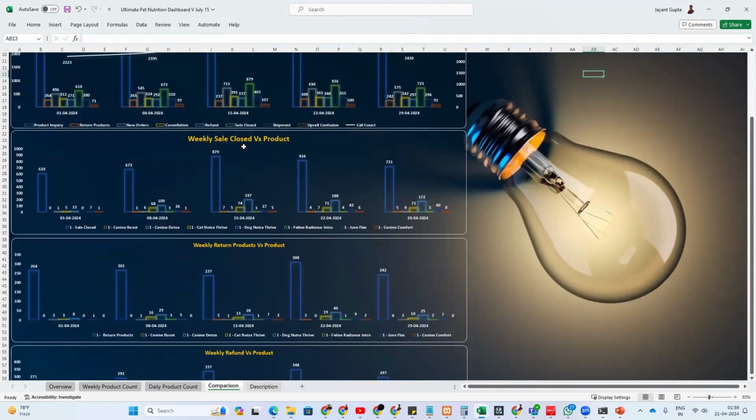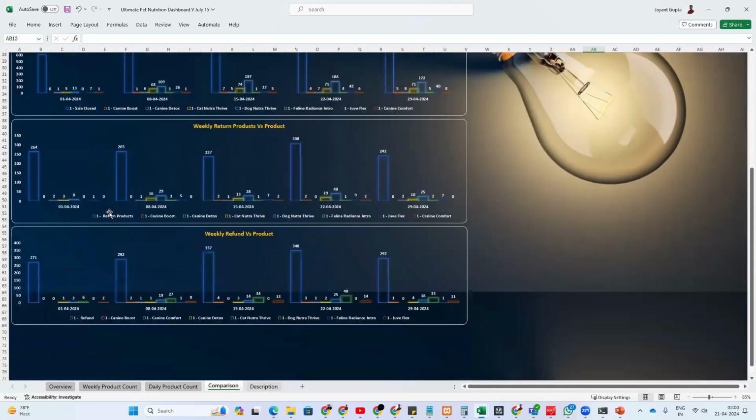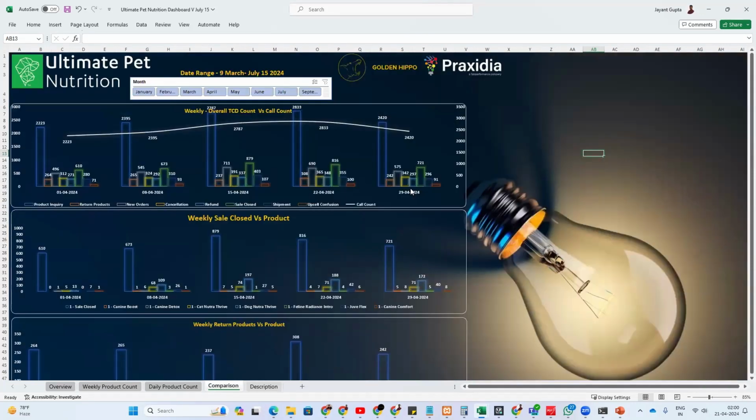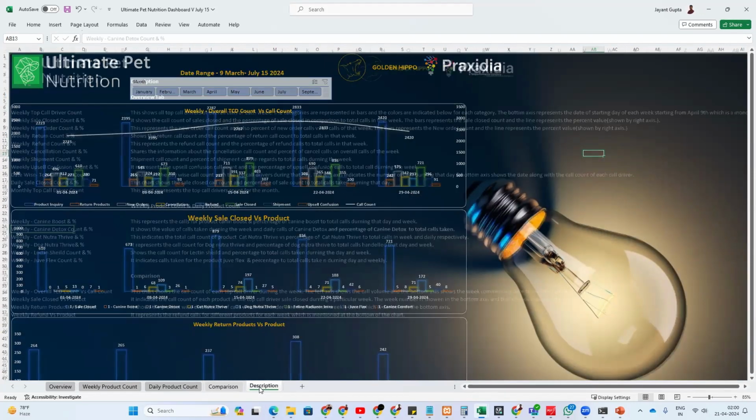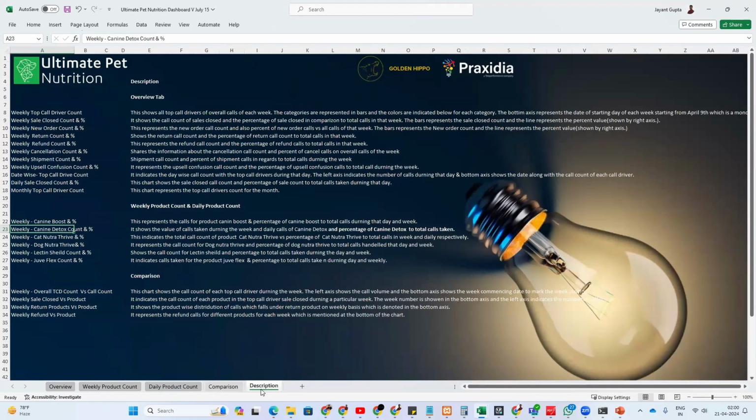This is the weekly sale closed versus the product type. So we have the weekly sales versus all these products. We have sale close numbers. This big bar is the sale close, and then we have the product wise. Similarly for each of these indicators. The description tab, I guess, showcases all the definitions, which means what, and so on. I guess this should be very helpful.